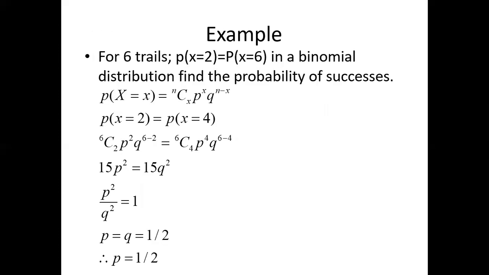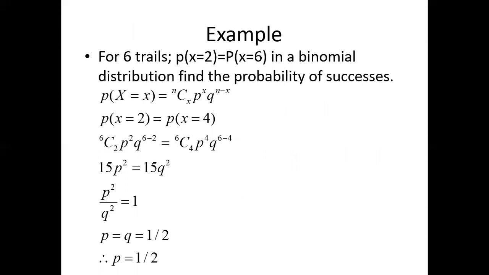Now we'll go to the second problem. For 6 trials, the probability of x equals 2 is equal to the probability of x equals 6. In a binomial distribution, find the probability of success. So the condition is given: probability of x equals 2 equals probability of x equals 6. The total number of trials is 6.